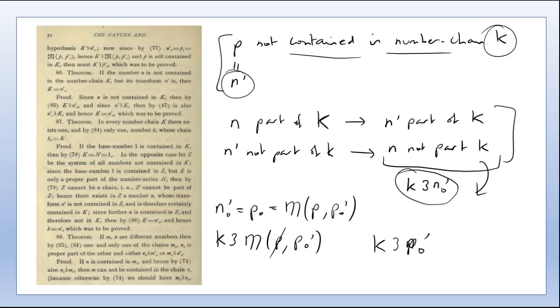Okay, so theorem 86, once I've cleared a little bit of space, that is.